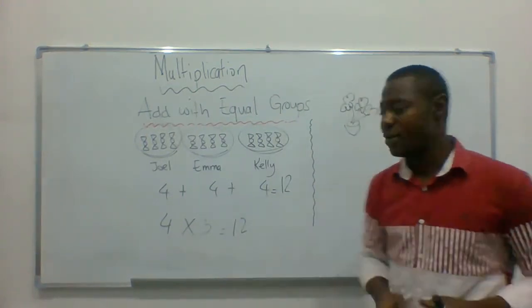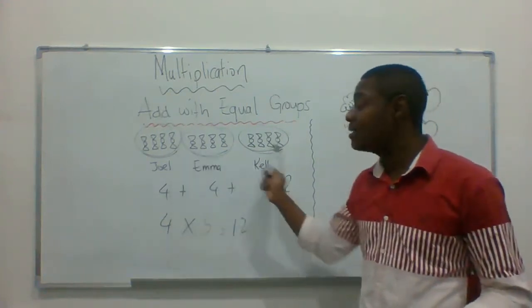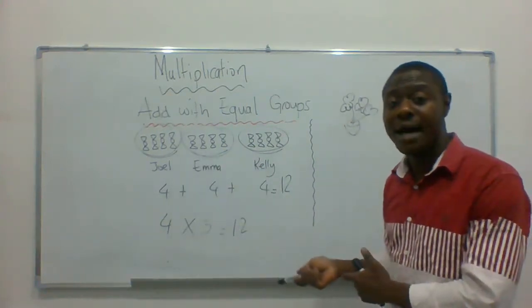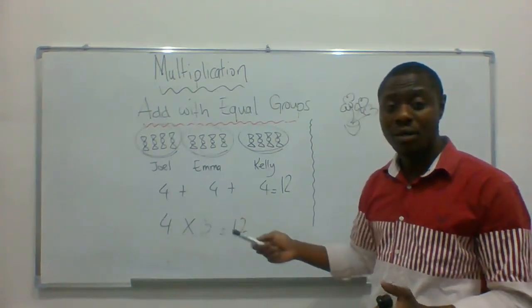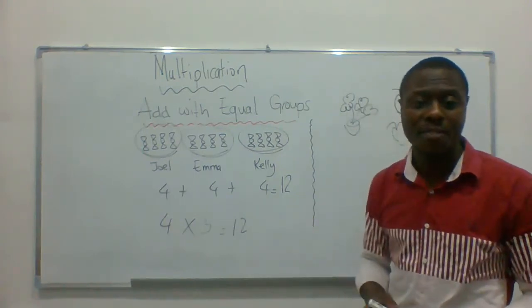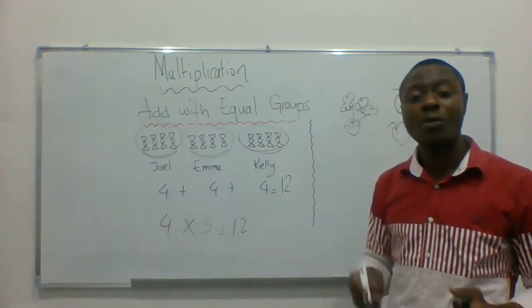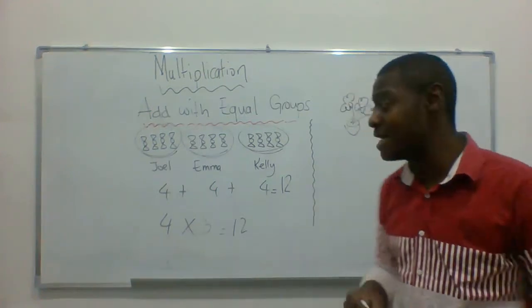You see that? For the addition and the multiplication, the answer is the same. Because you're adding the same number 3 times, you get the same answer. Either you do it as a multiplication or as an addition. This is basically what we call multiplication. So I would like you guys to try and make an example of your own.